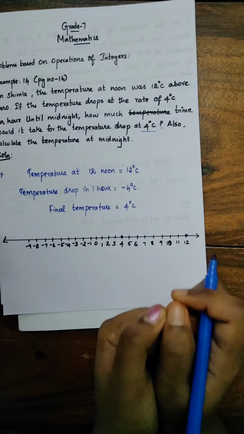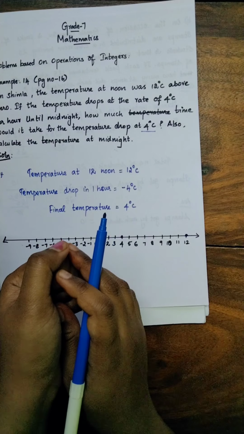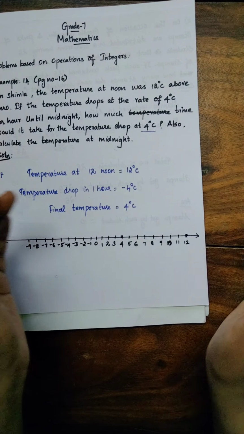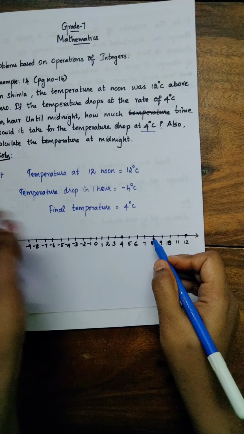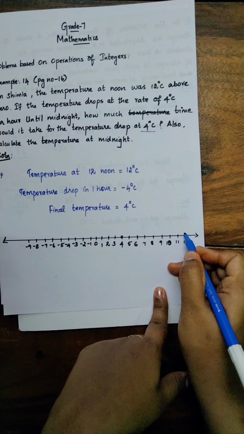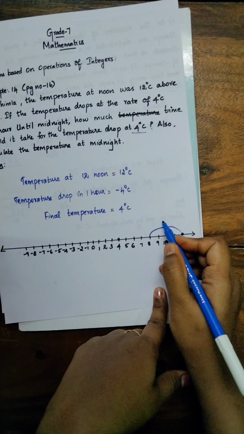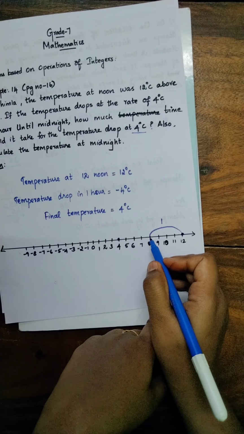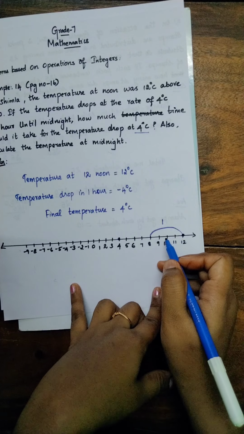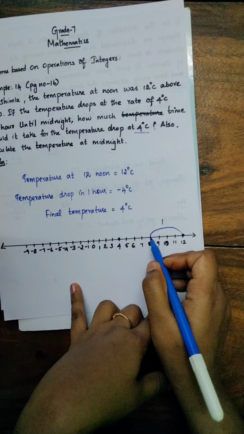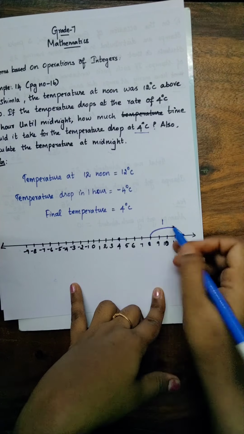Okay, so the next important point: the temperature drop in 1 hour is minus 4 degrees Celsius. In 1 hour the temperature decreases by 4 degrees Celsius. So starting from 12, count 4 numbers: 1, 2, 3, 4. In 1 hour it decreases to 8.